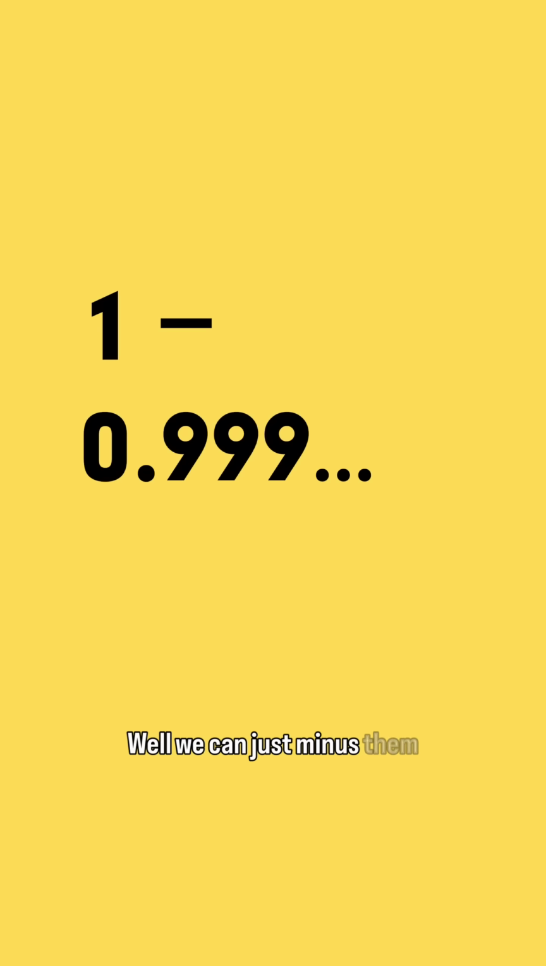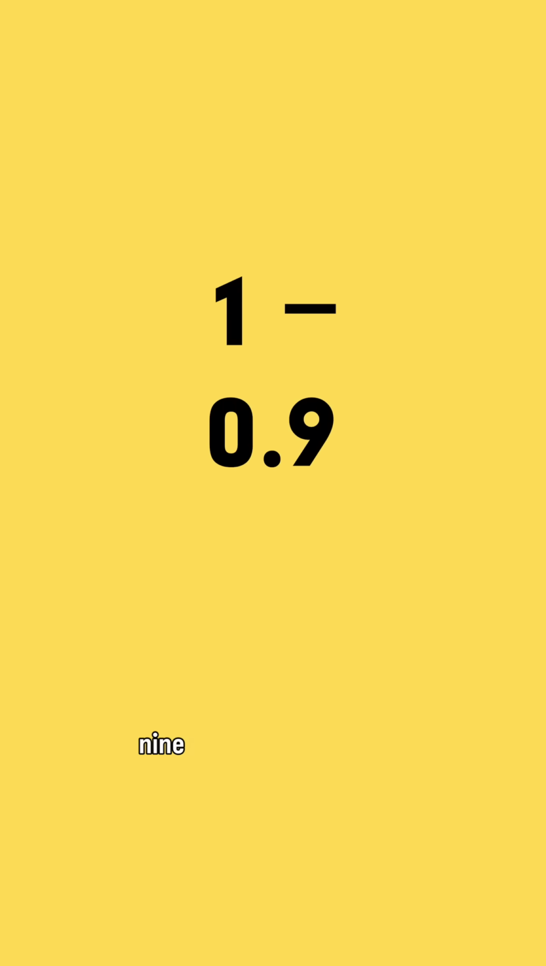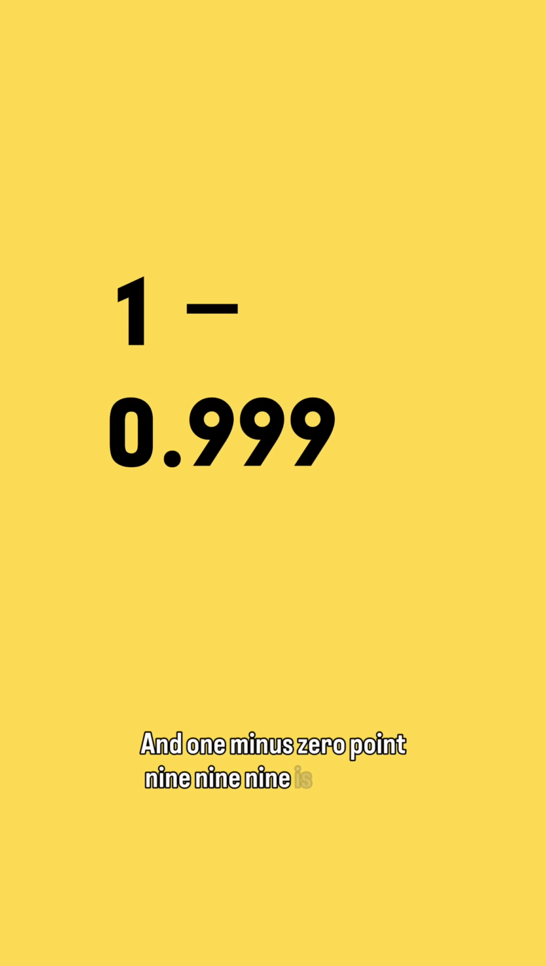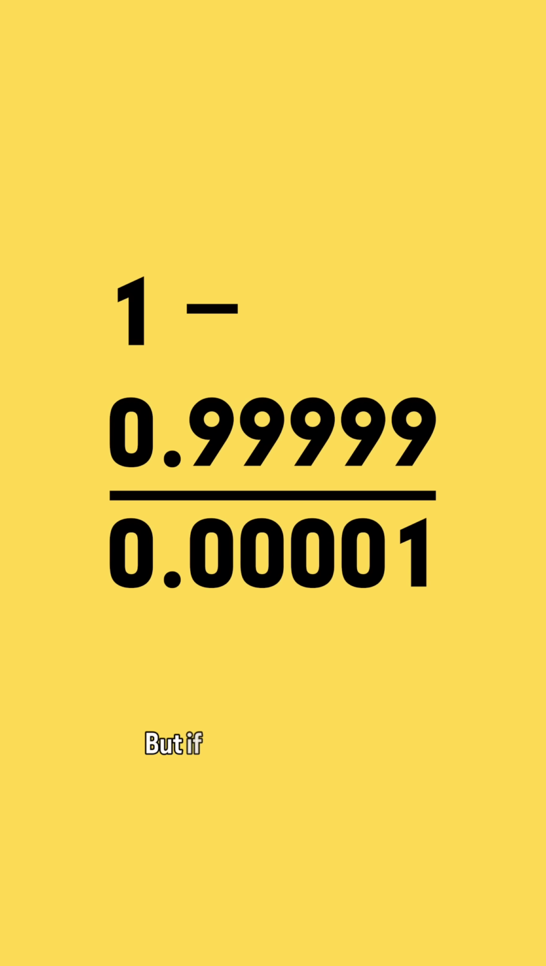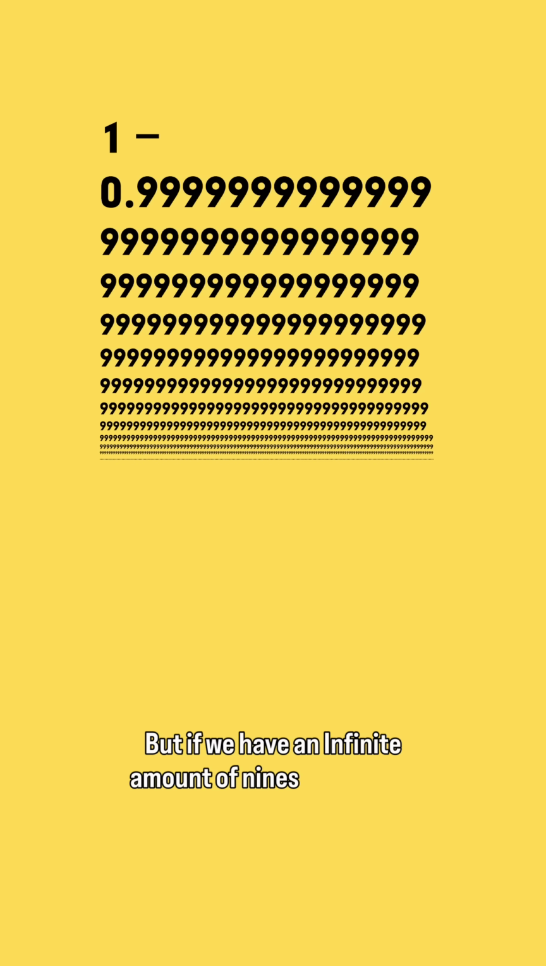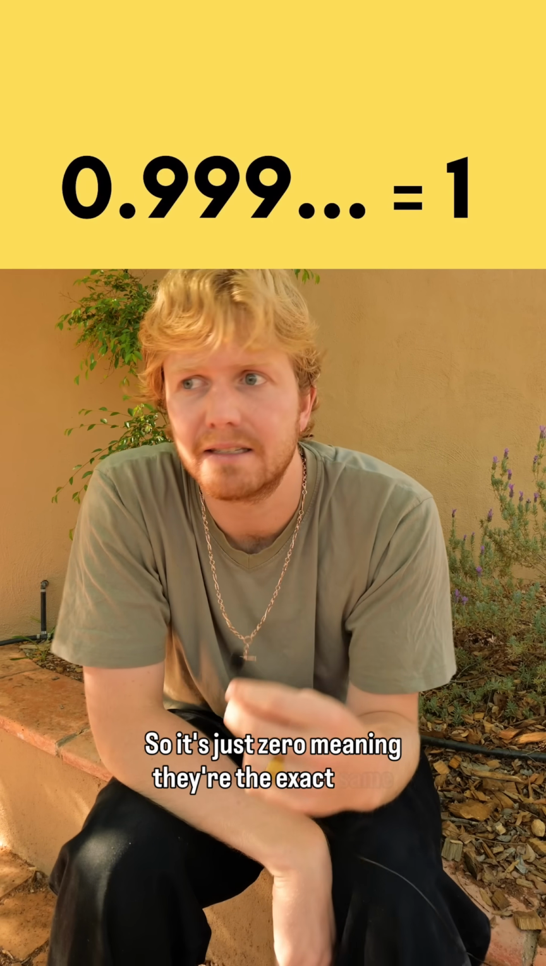Well, we can just minus them from each other to find the difference. To start, 1 minus 0.9 is equal to 0.1, and 1 minus 0.99999 is equal to 0.00001. But if we have an infinite amount of 9s, then we're left with an infinite amount of 0s. So it's just 0, meaning they're the exact same number.